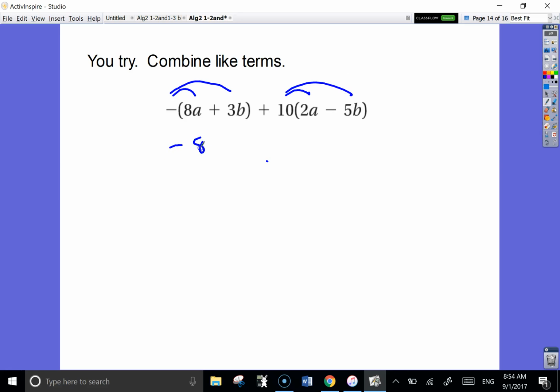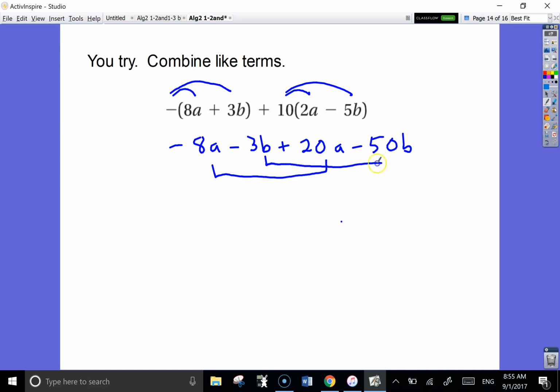So that's negative 8a minus 3b plus 20a minus 50b. Okay, now I've got the like terms are negative 8a plus 20a, negative 3b minus 50b. Combine like terms by combining, adding, or subtracting the coefficients. Negative 8 plus 20 is going to give us 12a. Negative 3 minus 50 is minus 53b.